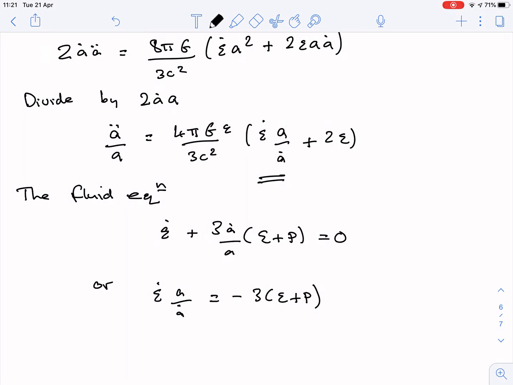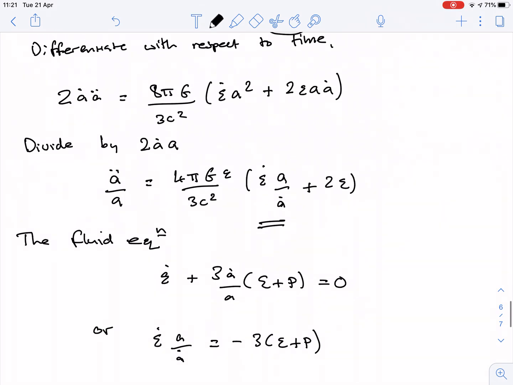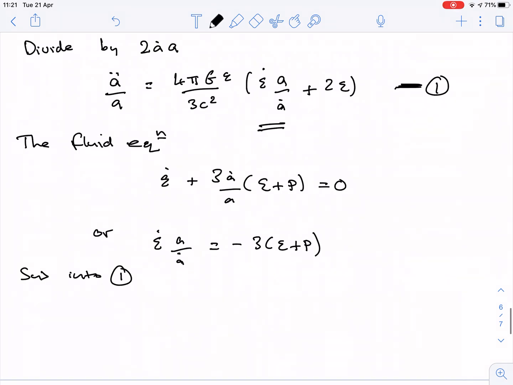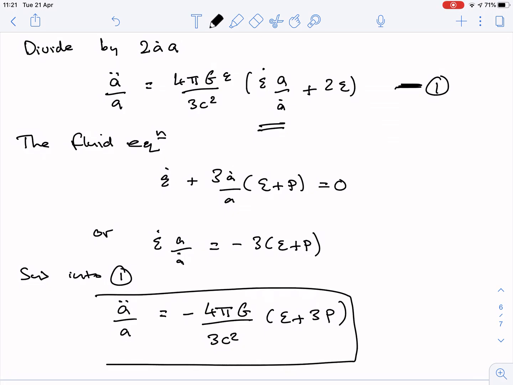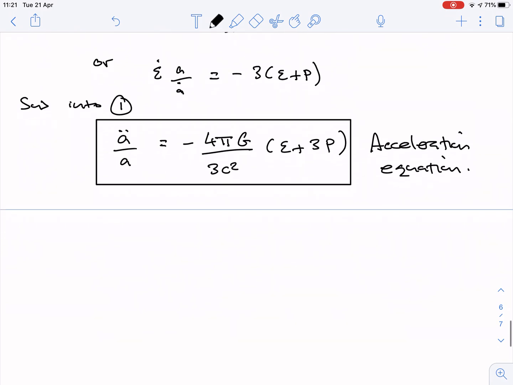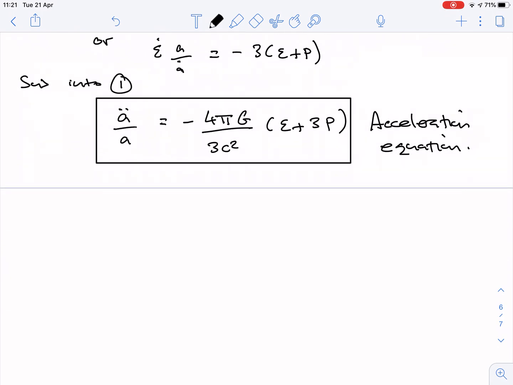And if I substitute that in to this equation here, then what I get is a double dot over a equals minus 4 pi G over 3c squared (epsilon plus 3p). And this is the acceleration equation. And as the final thing we need to do, all of this together, and that's so-called equations of state.